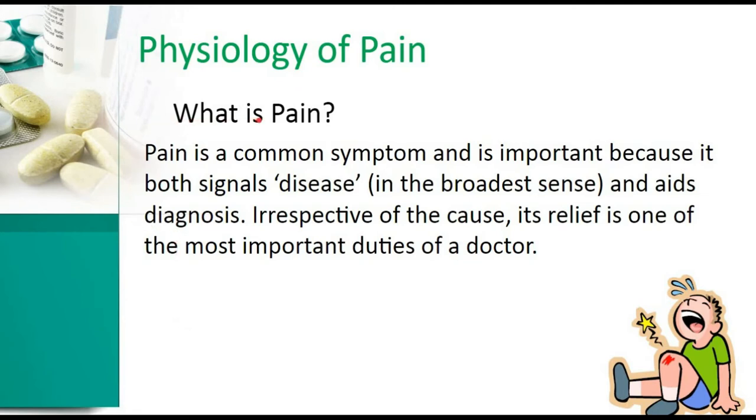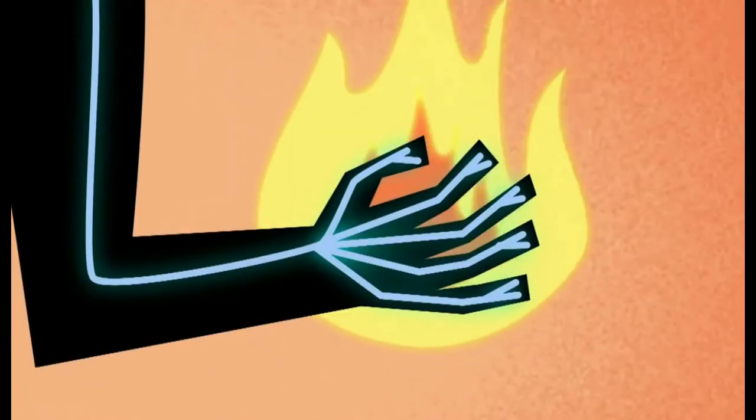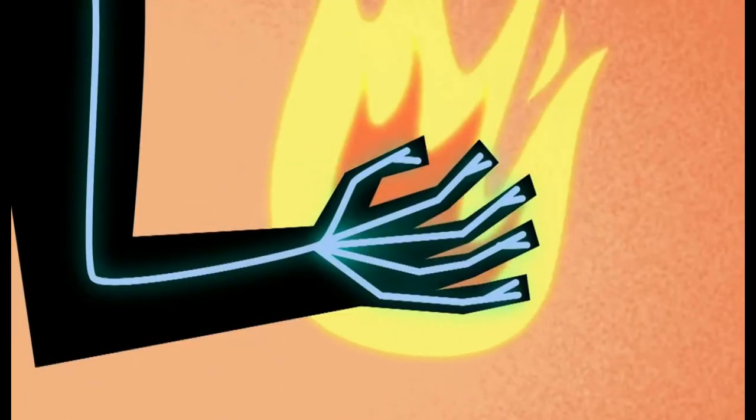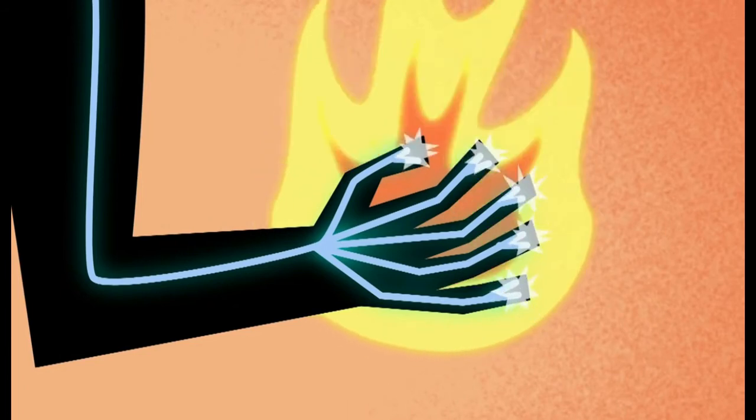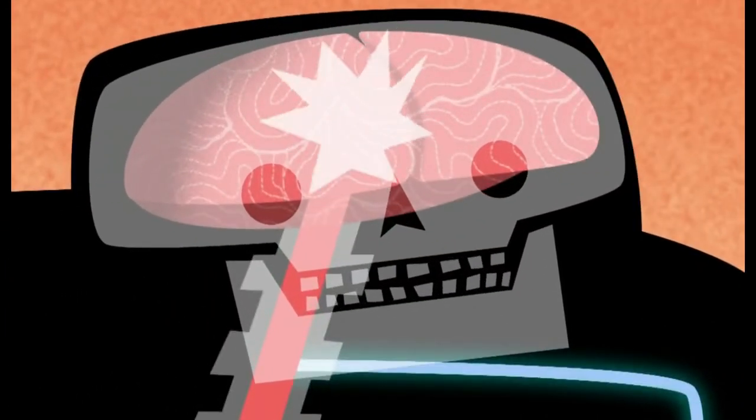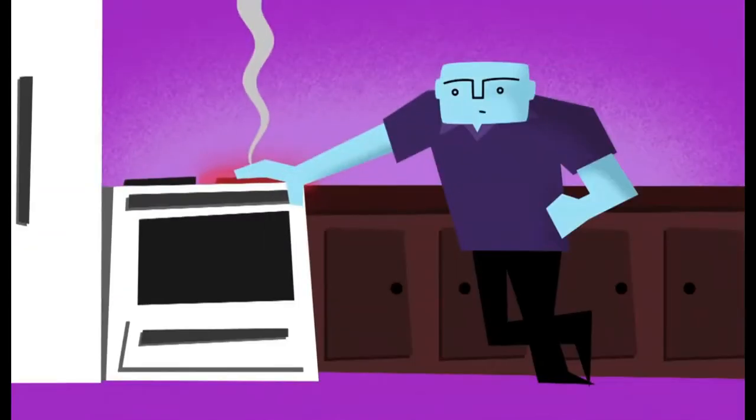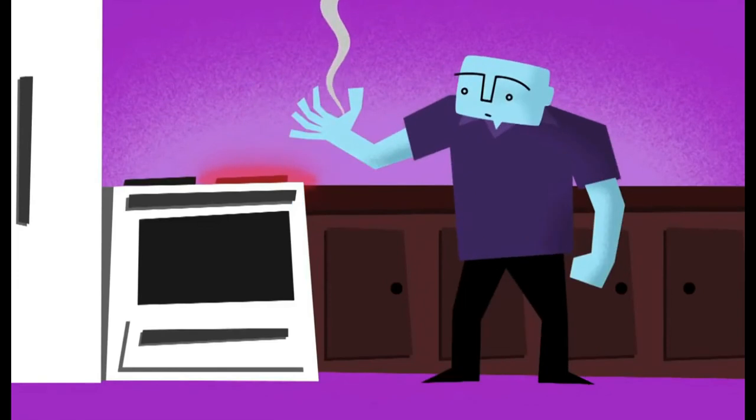First is what is pain. Pain is a common symptom and it's important because it both signals disease in the broadest sense and its diagnosis, irrespective of the cause. It's real life in one of the most important diseases of a doctor. Basically, noxious signals send impulses to the spinal cord, which relays the information to the brain. The brain interprets the information of pain, localizes it, and sends back instructions for the body to react.